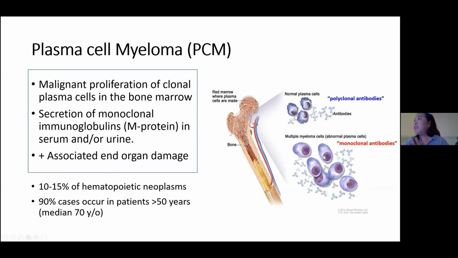They result from proliferation of a single clone of plasma cells, and they all produce the same type of antibodies, and they're non-functional, and that's what's called M proteins or paraproteins, and they can be detectable in the serum or urine of the patient.